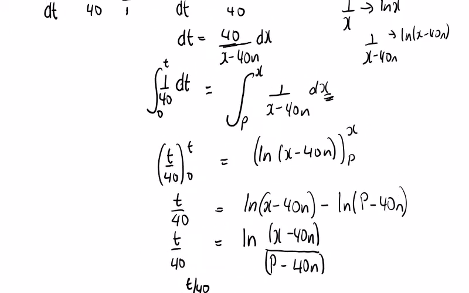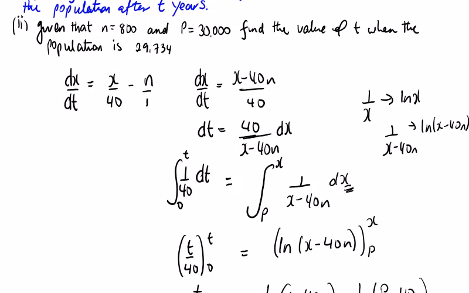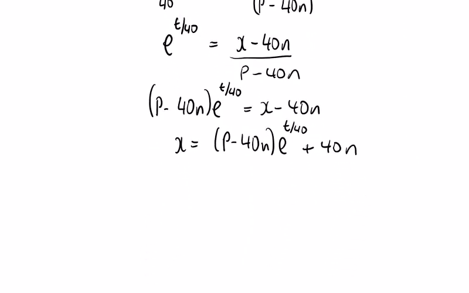In part 2 of this question, we're given some numbers for the variables. n is 800, p is 30,000, and the population is 29,734. So let's just write them down and fill them in. n is equal to 800, p is equal to 30,000, and x is equal to 29,734, and we're asked to find t in years. Find the value of t when the population is 29,734.